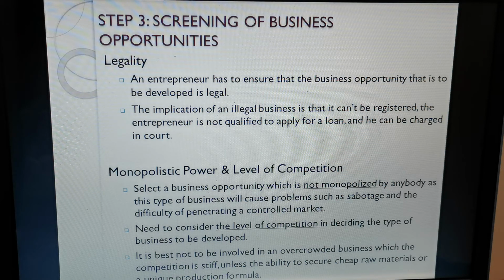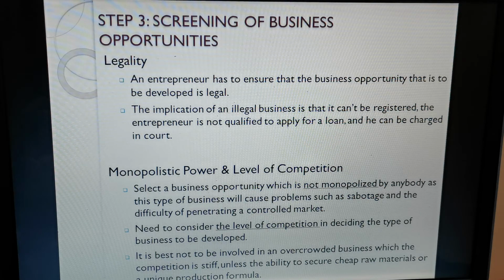Alright, monopolistic power and level of competition, of course, you have to look into that. Select a business which is not monopolized by anybody, otherwise it will cause problems, sabotage and the difficulty of penetrating a controlled market. So you make sure that the business is not done by one particular person, otherwise you may have sabotage and so on.